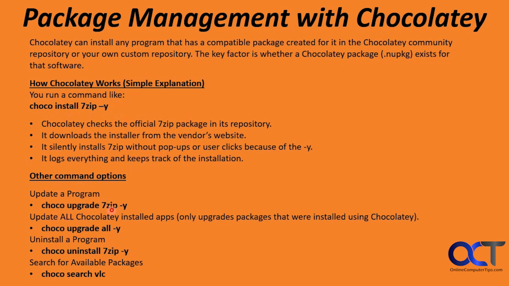And then we have some other commands. So if you want to do an upgrade, you can do choco upgrade with the package name. If you want to update all Chocolatey apps, choco upgrade all. So this will only upgrade packages that were installed using Chocolatey. It's not going to update other apps on your computer. And then you can use it to uninstall a program with choco uninstall, and then also do a search if you want. All right, so now let's hop on a computer and try it out.